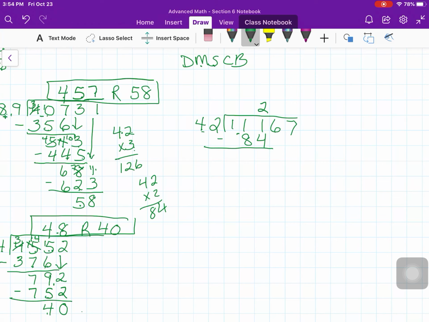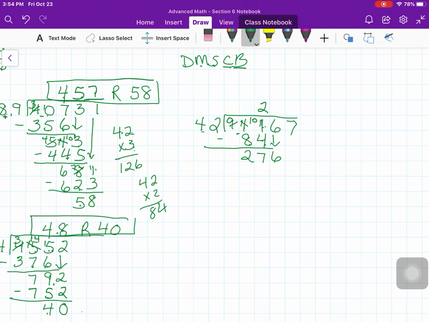Then I subtract. I can't take 4 from 1 or 8 from 1, so I have to come all the way over here and regroup and add my 10 there, and then I take it away, and then add my 10 there, and I have 11 minus 4 is 7, and 10 minus 8 is 2. I check to see that 27 is smaller than 42, and it is. I bring down my next number, which is my 6. Then I repeat the process.